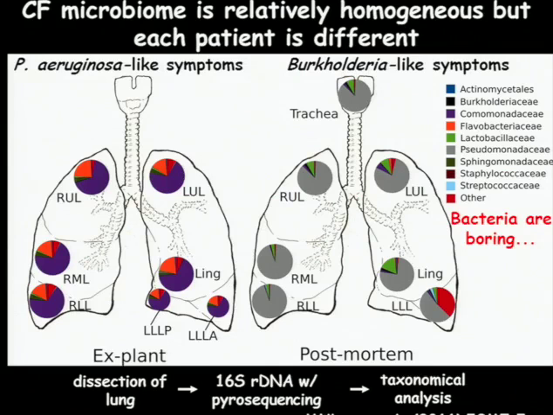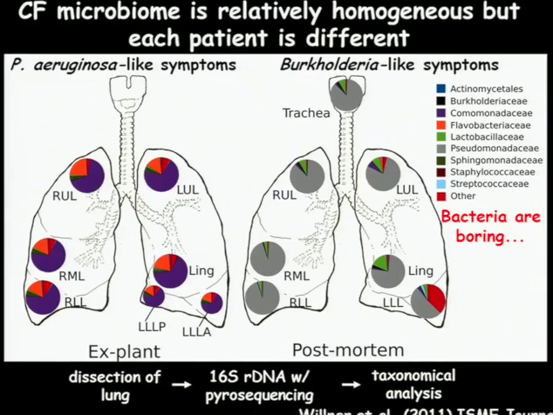So the first thing that you can see when you look at this stuff is that the bacteria are actually pretty homogeneous within the same patient, right? So this is one patient, and they have basically kind of this classical Pseudomonas aeruginosa phenotype. And if you look at the bacterial communities, they look about the same in all regions of the lungs that we've investigated, okay?